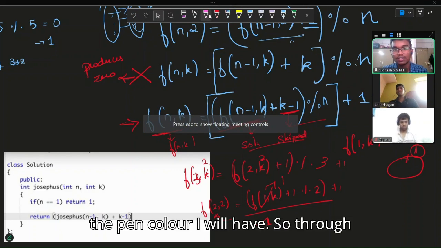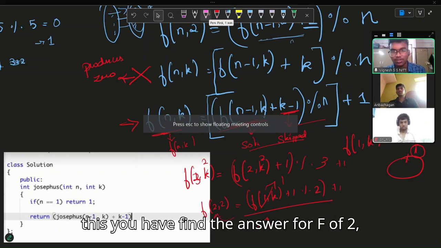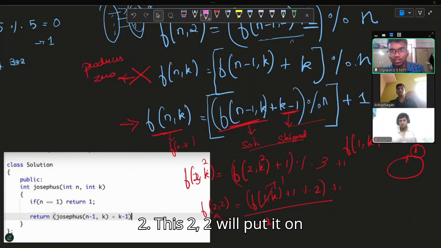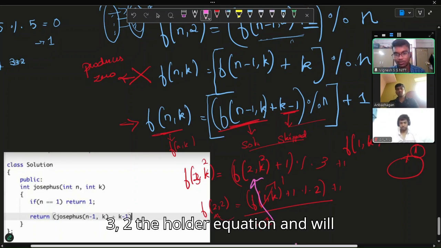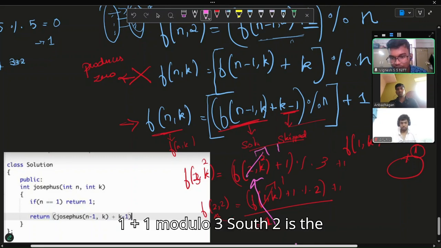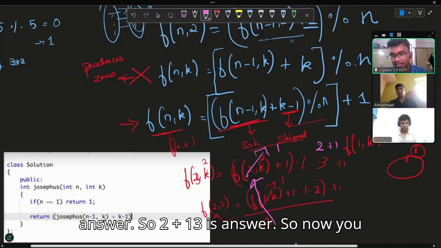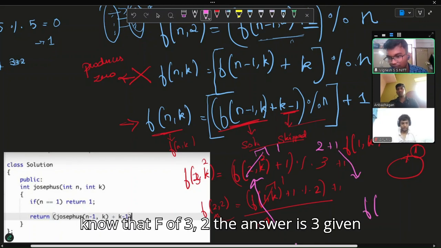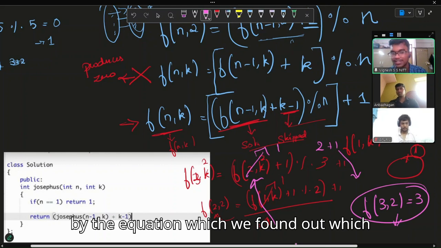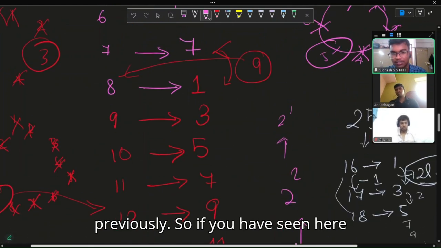The pen color, I will have this one. So through this, you have to find the answer for f of 2 comma 2. This 2 comma 2 we will put into the earlier equation for 3 comma 2, and 1 plus 1 modulo 3 is 2. So 2 plus 1, 3 is the answer. So now you know that f of 3 comma 2, the answer is 3, given by the equation which we found out, which is actually correct as verified previously.